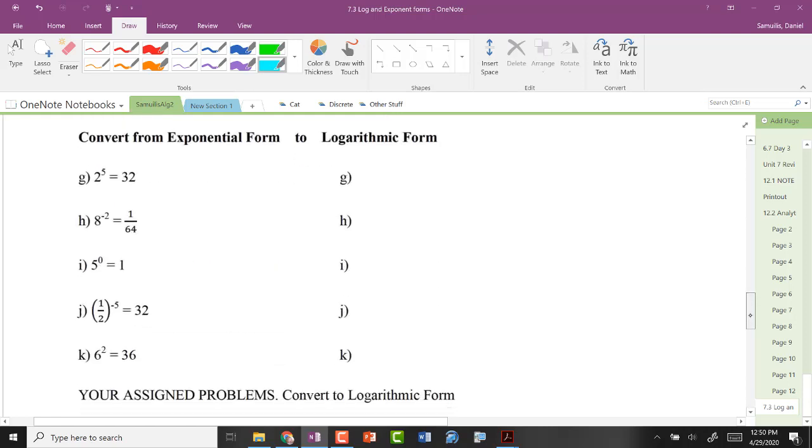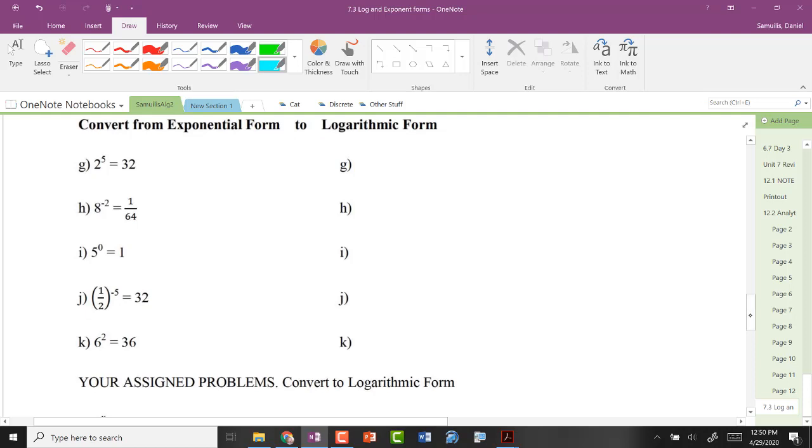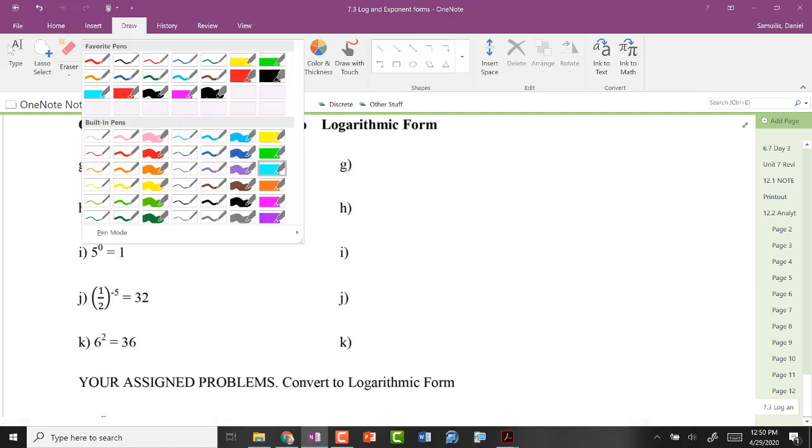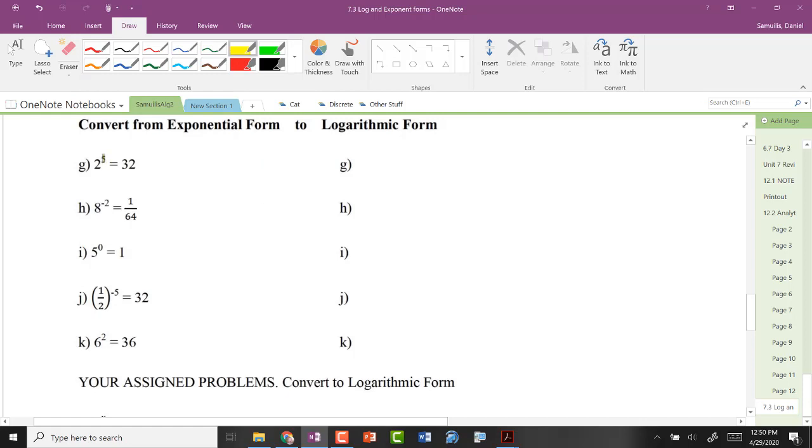All right, now converting from exponential back to logarithmic. What was the rule again? Logarithms always equal the exponent. So when I'm setting this up as a logarithm, the log base something of something should equal the exponent. Right now on all of these, I know that I'm going to have a logarithm, a base number, a value number, and an exponent.